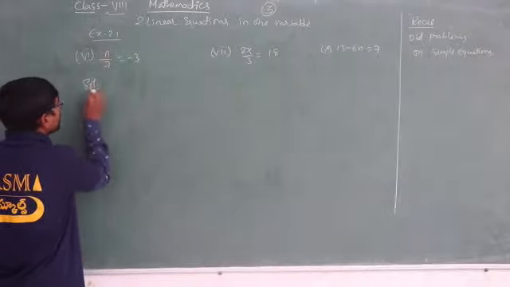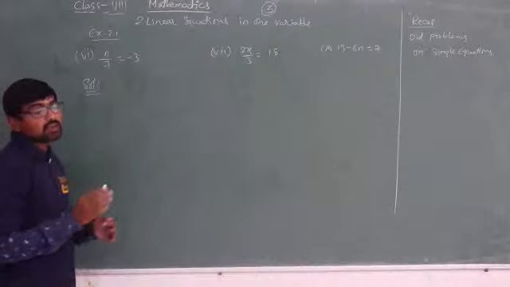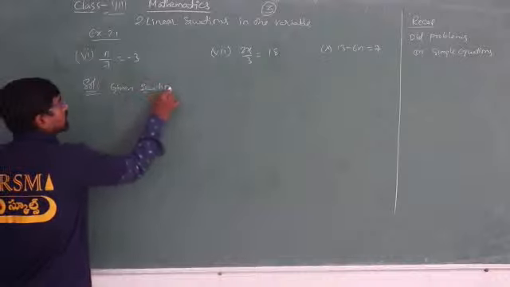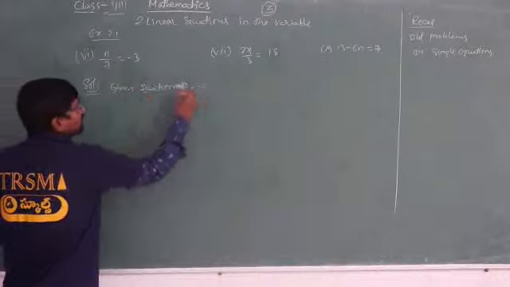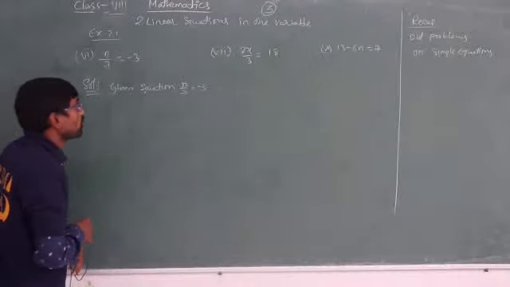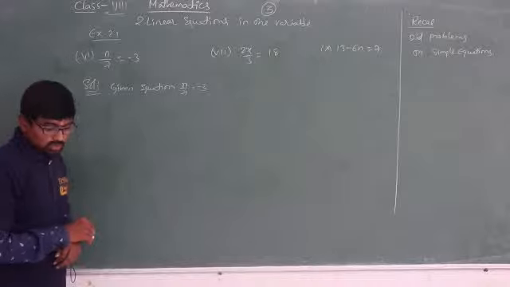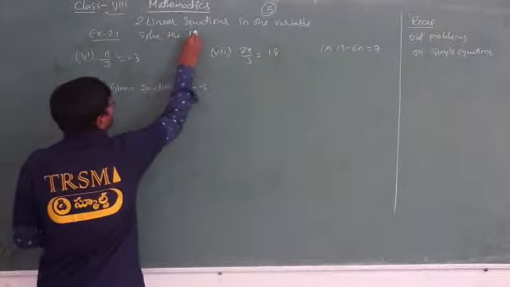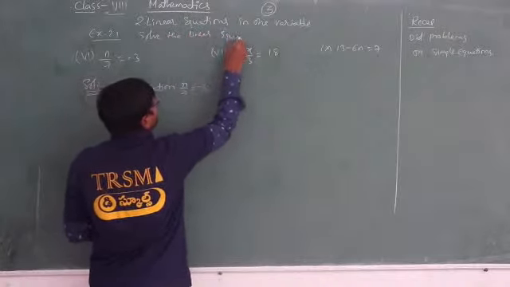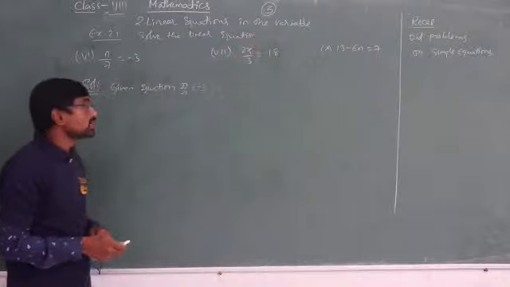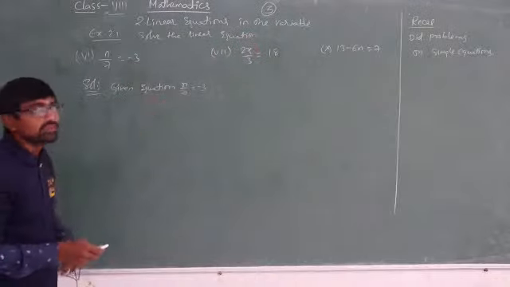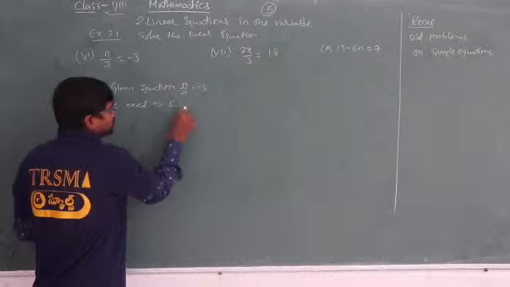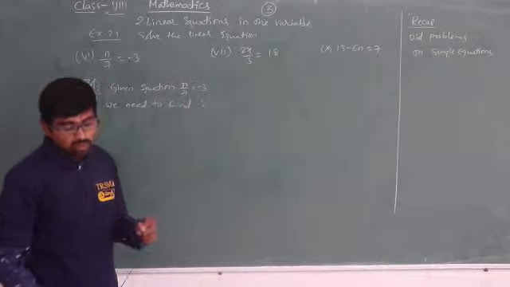We have to solve this simple equation. The given equation is n divided by 7 is equal to -3. As I have already told you, the question asks us to solve the linear equation. The solution itself says that we have to find the value of n.